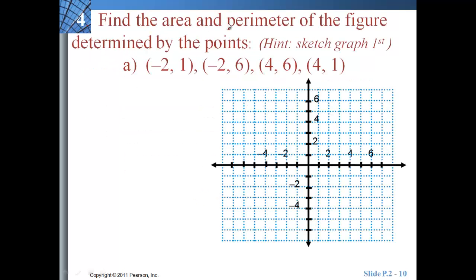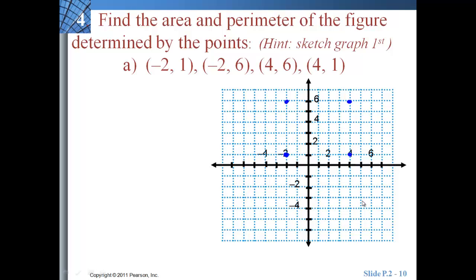Let's try to find the area and perimeter of the figure. The biggest thing is we need to sketch that graph. That's a big hint. If you sketch it, sometimes you get lucky and get a square, and so it's very easy to figure. So negative 2, 1, negative 2, 6, 4, 6, and 4, 1. If we plot those points, there's where they would be on our coordinate graph.